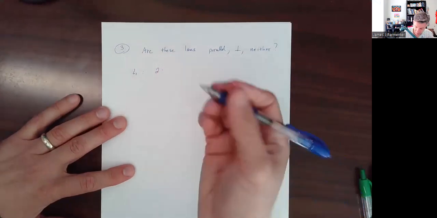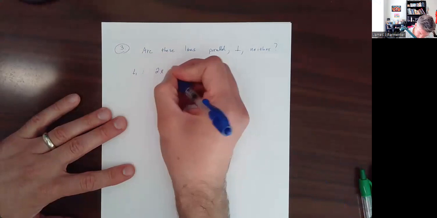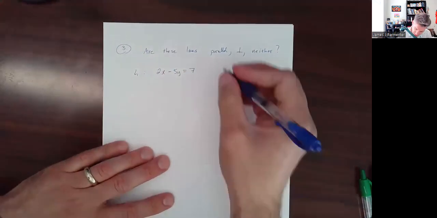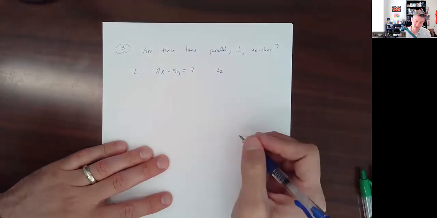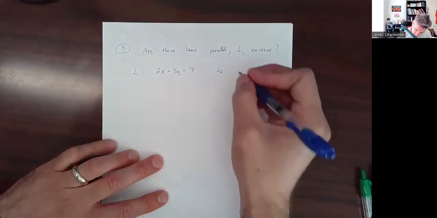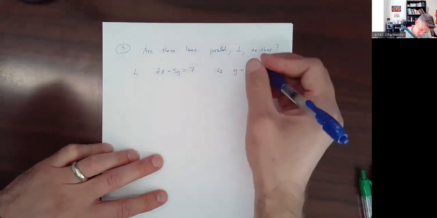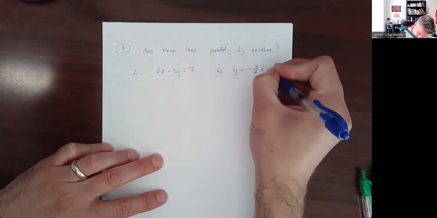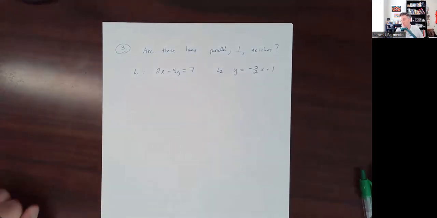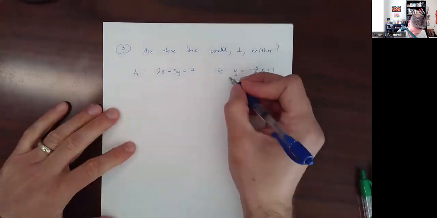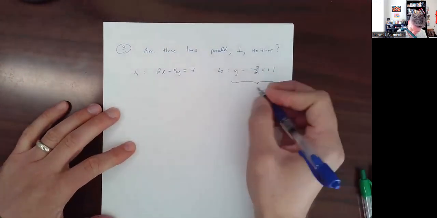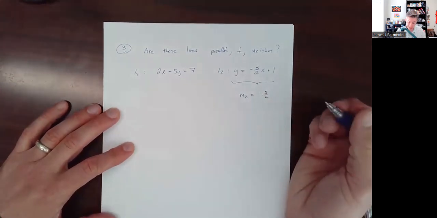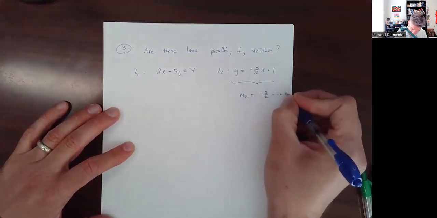I'm going to do it this way. 2x minus 5y equal to 7, and line 2 given by y equal to negative 5 halves x plus 1. So let's find out. For line 2, we certainly know that the slope is just negative 5 halves, or if you like a decimal, negative 2.5.